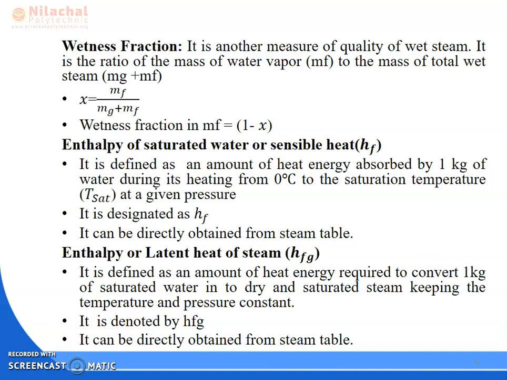So you know that when heat is given to 0 degree centigrade ice, it will be converted to 0 degree centigrade water. Then if you are giving heat to the 0 degree centigrade water, it will be converted to 100 degree centigrade water. That means it will be a saturated liquid. So how much heat will be required to convert 0 degree centigrade water to 100 degree centigrade water? That means saturated water.